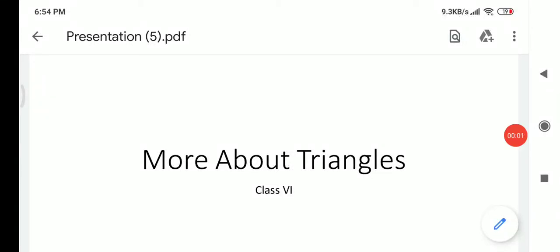Good morning, students. Today we are going to learn more about triangles, as we have already started this chapter and we have studied different types of triangles as well as the properties of triangles. What is more? Now let me start with one drawing. I have drawn a drawing on the next slide. You just observe and tell me what it is.